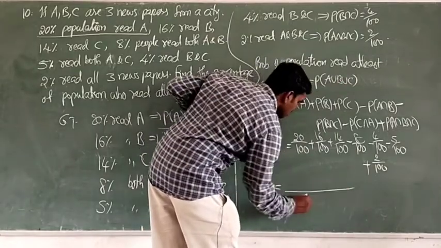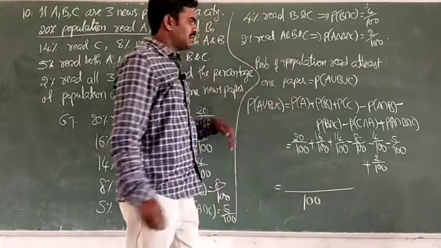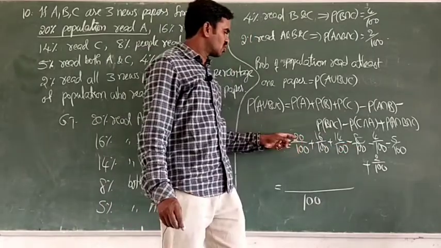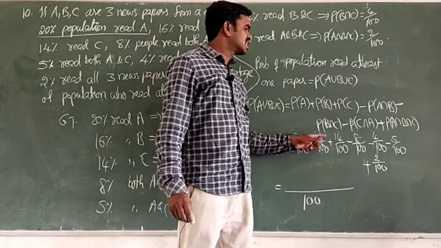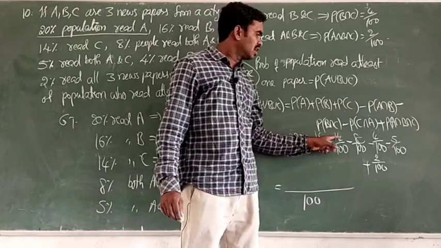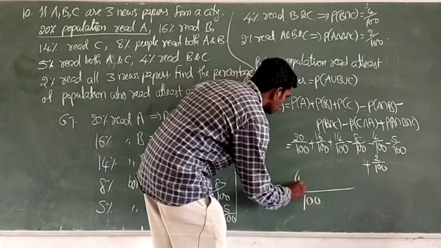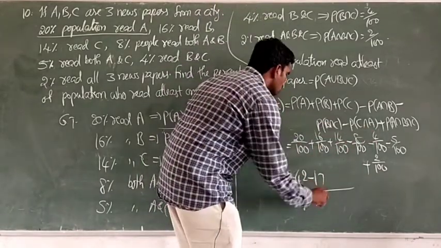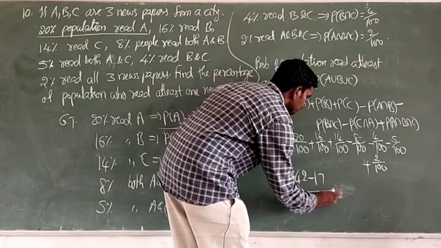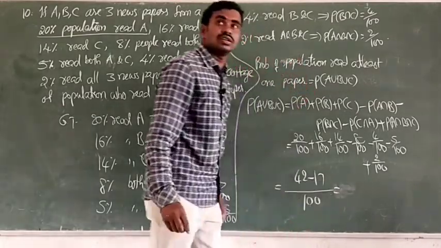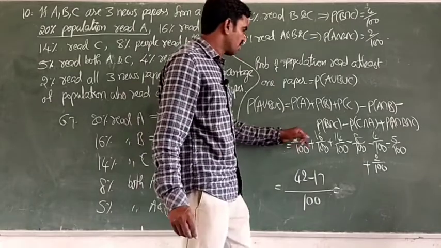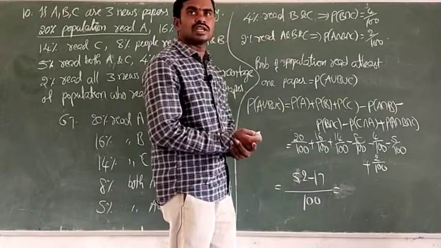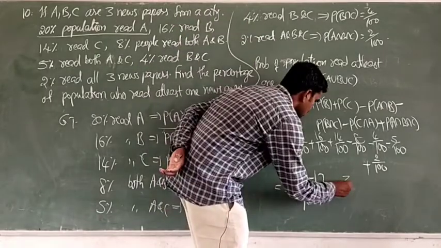So overall LCM is 100. First I am adding positive terms, directly we can add because denominators are same. So 20 plus 16, 36 plus 14, 50 plus 2, 52 positives, minus negative numbers, 8, 4, 12, 5, 17. So 52 minus 17 how much? 35, yes, am I right?